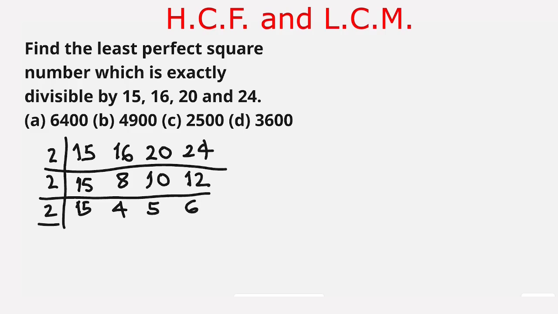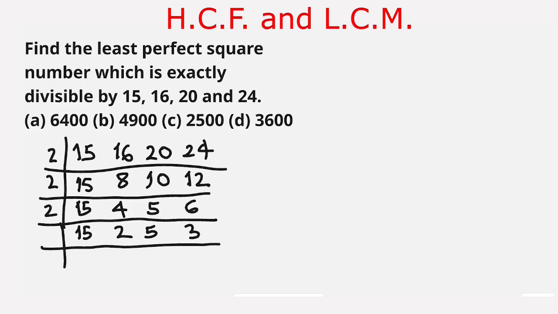We again divide it by 2. We write 15 as it is. 2 divides 4 for 2 times. We write 5 as it is. 2 divides 6 for 3 times. Now we divide these numbers by 3. 3 divides 15 for 5 times. We write 2 as it is. We write 5 as it is. And 3 divides 3 for 1 time. Now we divide by 5. 5 divides 5 for 1 time. We write 2 as it is. 5 divides 5 for 1 time. And we write 1 as it is.